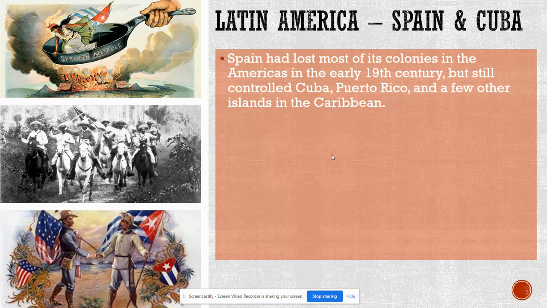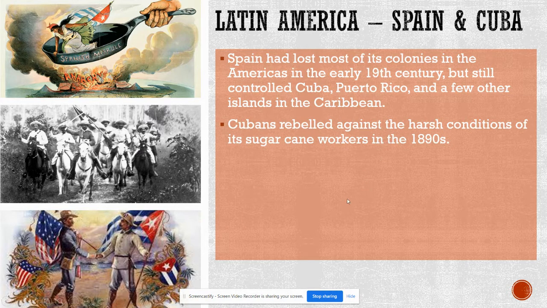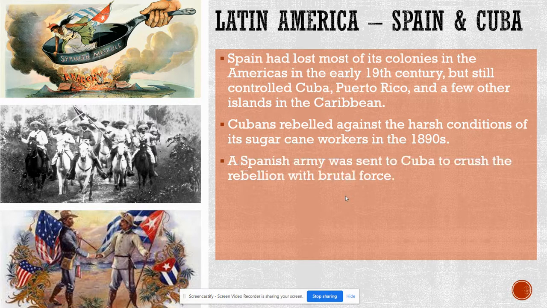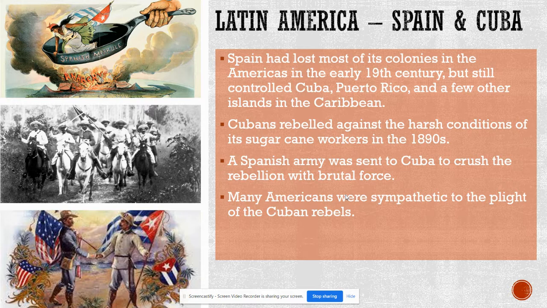So Latin America, Spain, and Cuba. Spain had lost most of its colonies in the Americas in the early 19th century, but it still controlled Cuba, Puerto Rico, and a few islands in the Caribbean. So Cubans rebelled against the harsh conditions that the sugarcane workers were put under by the Spanish. And what Spain did is they sent their army to Cuba to crush the rebellion, and they did it with brutal force, of course. So many Americans were sympathetic to the plight of the Cuban rebellion since they're only 90 miles away from us.